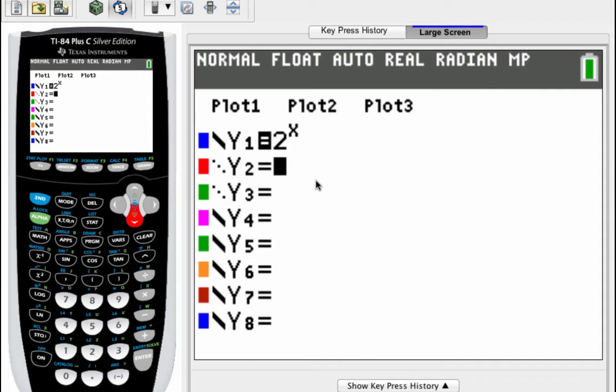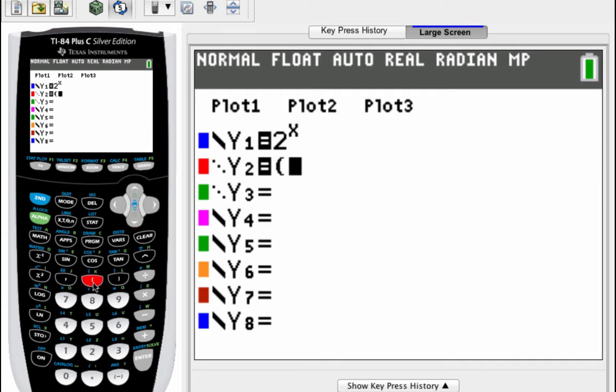I'm going to use the definition of a derivative, which is the limit as h goes to 0 of f of x plus h minus f of x over h. But because I want to estimate f prime of 1, this is going to be the limit as h goes to 0 of f of 1 plus h minus f of 1 all over h. Now my calculator won't let me use h. It'll let me use x.